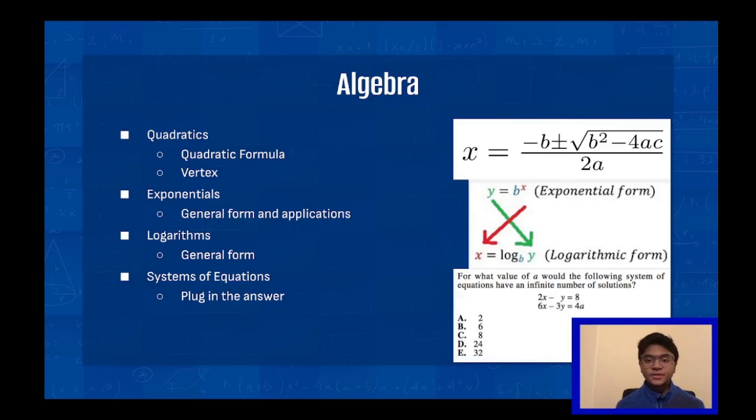Next up is exponentials and logs. Now here in this picture I have the conversion between exponential and logarithmic form. So let's focus on exponentials first. So this says that y is equal to b to the x, and b is just a constant. So let's say b is 2. Then when x is 1, y is 2. When x is 2, y is 4. When x is 3, y is 8. And so on and so forth.